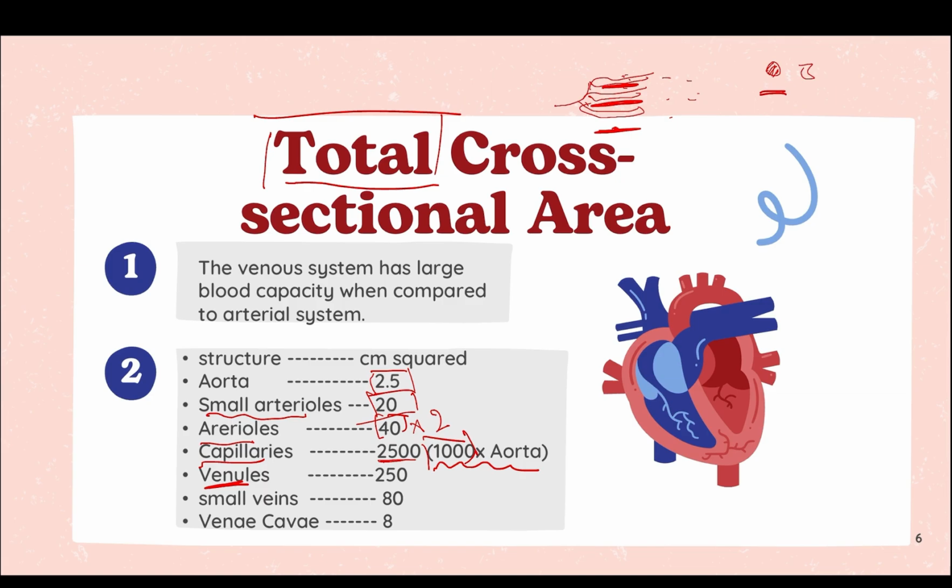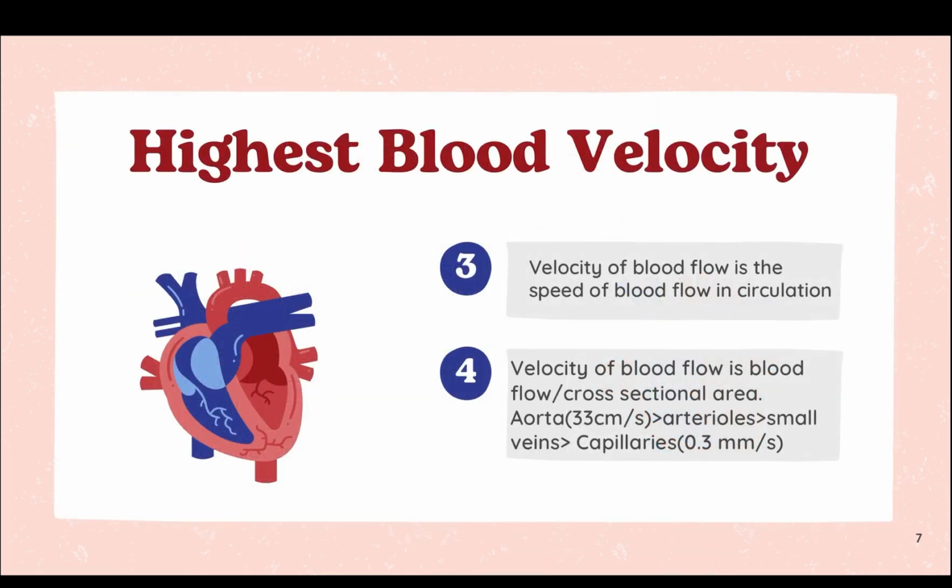Then we have venules, that's 250. We have small veins, that's 80. Then we have the vena cava, which is 8. The venous system has a larger blood capacity than the arterial system. So the veins have more blood in them, they have more space for blood in them than the arterial system. Now let's talk about the blood velocity.